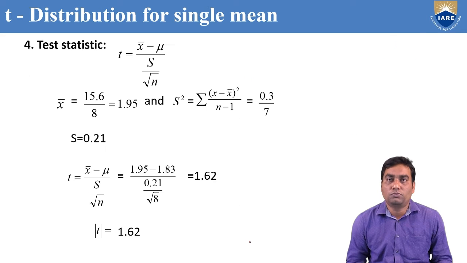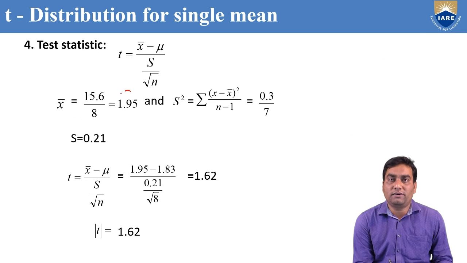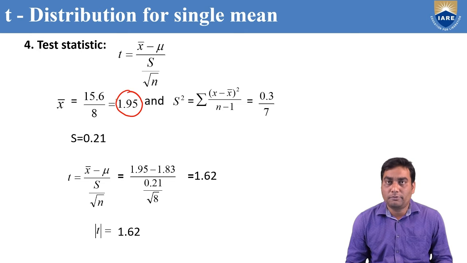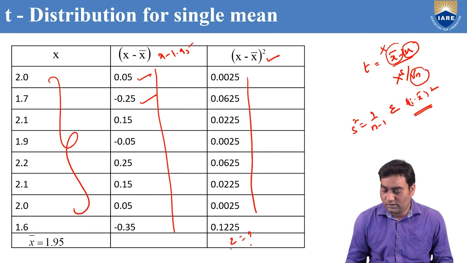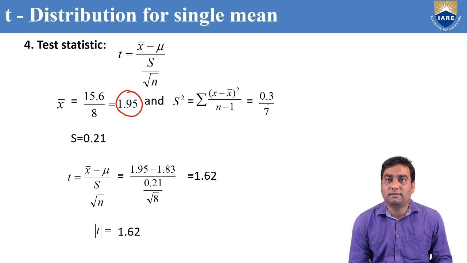Now, x bar, how much did you get? 1.95. For each case, you can subtract x minus 1.95: 2 minus 1.95 is 0.05. Similarly, 1.7 minus 1.95 is minus 0.25. Like that, we'll get all the values. Now, if you square on both sides, we'll get sigma (xi minus x bar) squared. And you can add, we'll get 0.3.